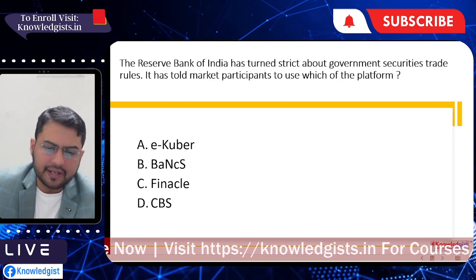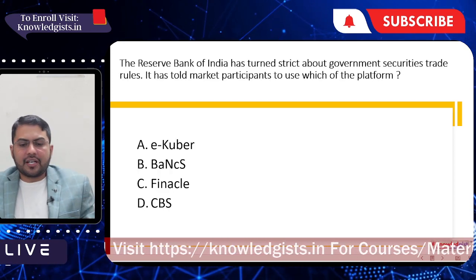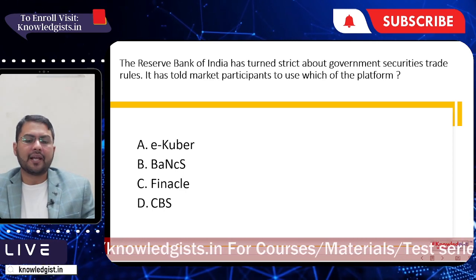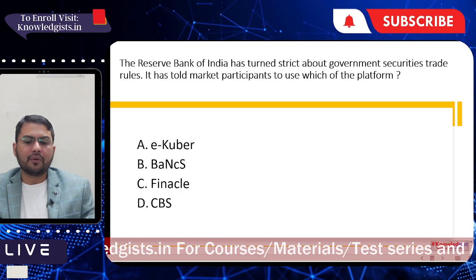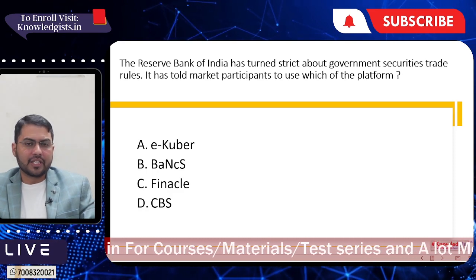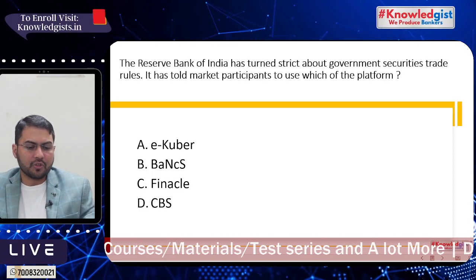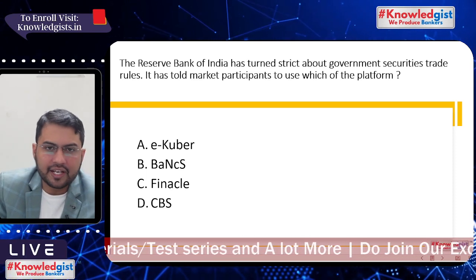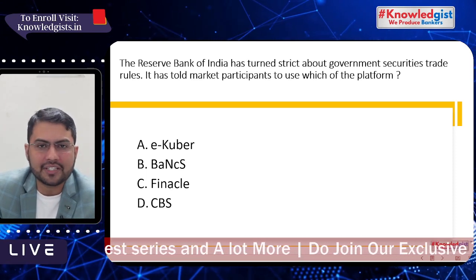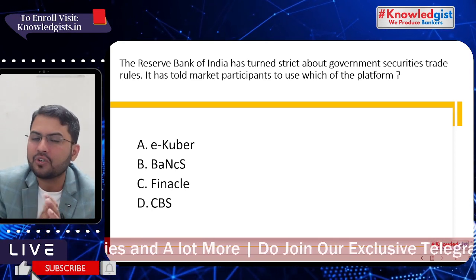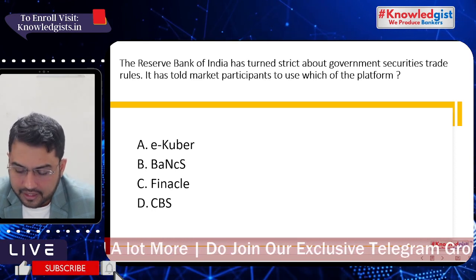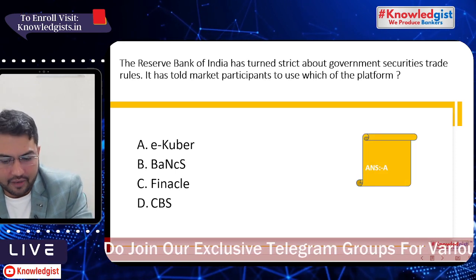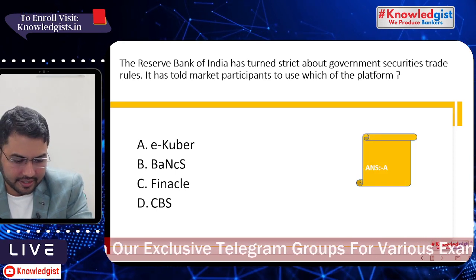So now Reserve Bank of India has got strict about government securities dealing. So they have informed the market players to deal with government securities only on the platform called eKuber. Banks, Finacle, CBS, all of them are banks' internal systems, but eKuber is the only trading platform here in the options. So the right answer is eKuber. Option number A is the right answer.